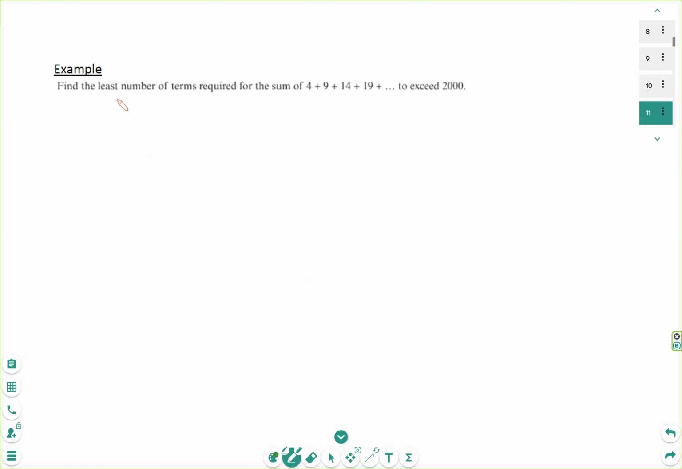Next example: find the least number of terms required for the sum. Now you see the sum means series, so we're going to use a series formula, not a sequence formula. The sum 4 plus 9 plus 14 plus 19, all the way, that will exceed 2000. There are 2 ways you can do it. You can either let Sn equal 2000, or you can do Sn greater than 2000. Up to you. If you don't like to use the greater than sign, thinking you might mess up, don't like inequality, do the equal sign.